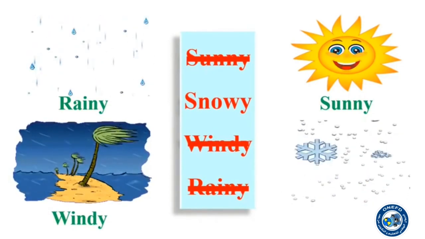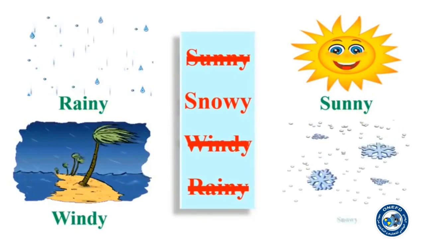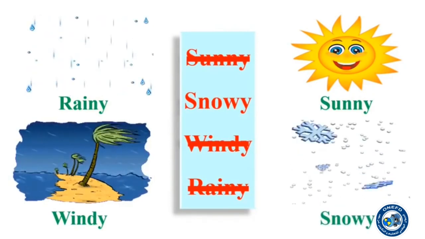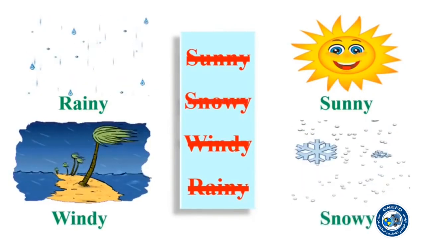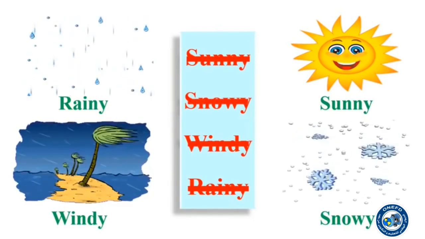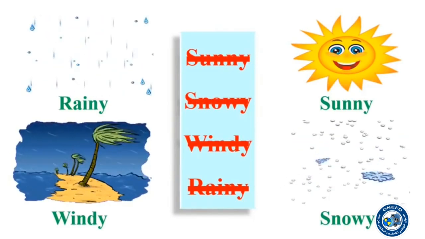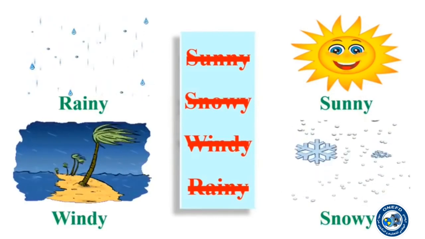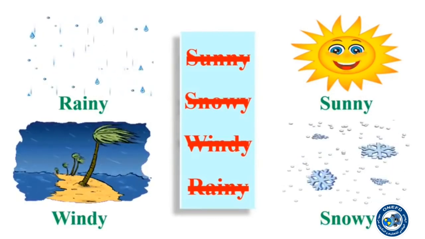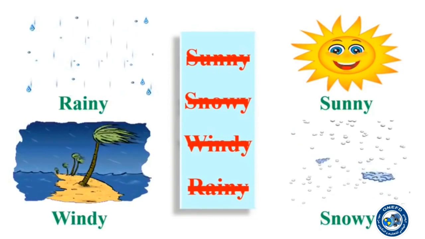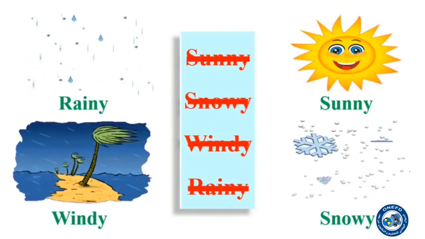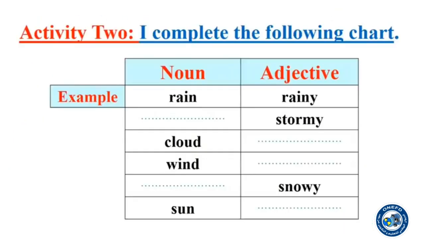And the last picture, of course, it is snowy. It is snowing. The land becomes white. So the first one is rainy. The second picture is sunny. And the weather in the third one is windy. And in the last one is snowy.